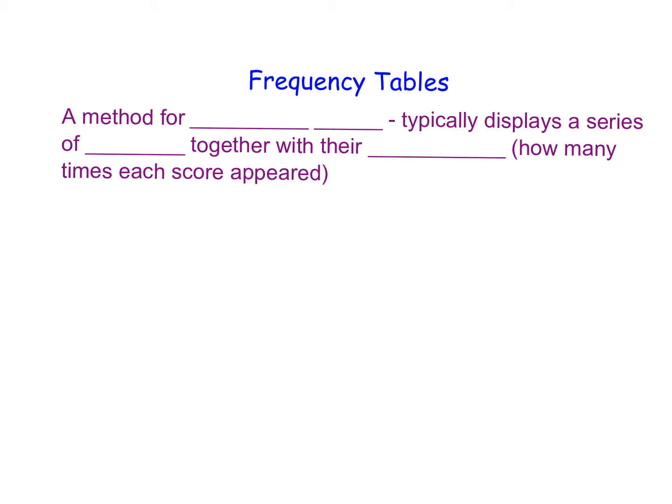So the first way that we typically represent data is using a frequency table. And a frequency table is a method for organizing data, and it typically displays a series of scores together with their frequencies. Now this can vary depending on what type of data you collected and how the data is grouped, but this could be something as simple as, we have a table of test scores.